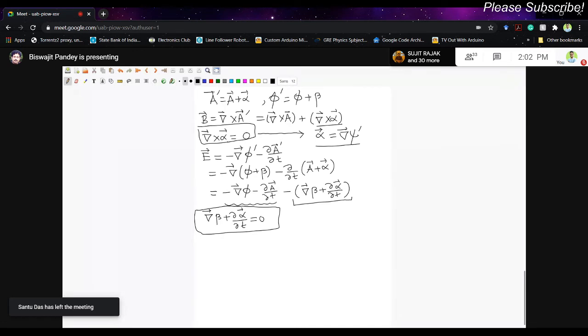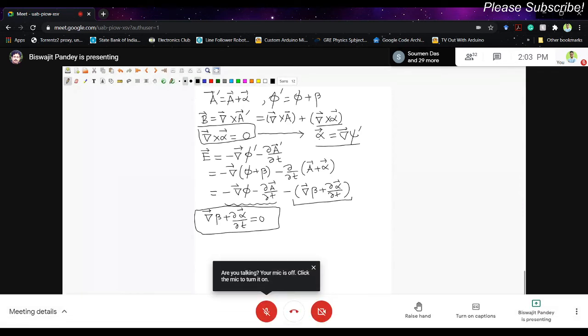So if curl of alpha is 0, this extra vector which we added to the vector potential must be equal to the gradient of some scalar function. This is not the scalar potential. Let us call it gauge potential. The gradient of that will give us this extra vector which you have added to the vector potential, right? So this is coming from this.